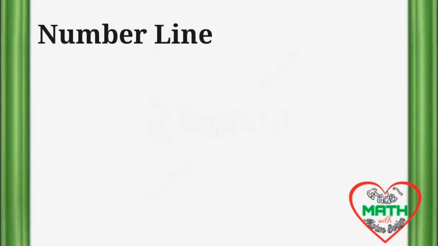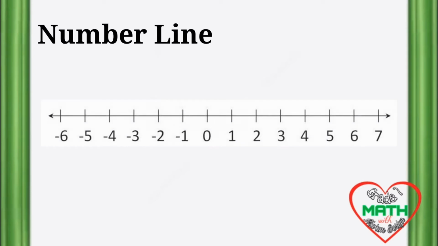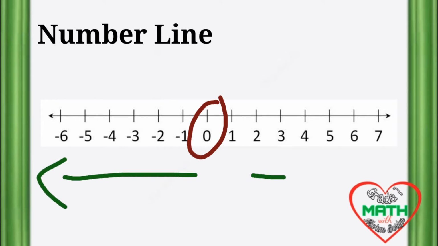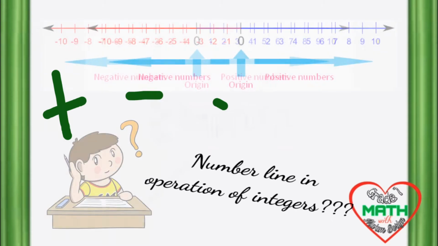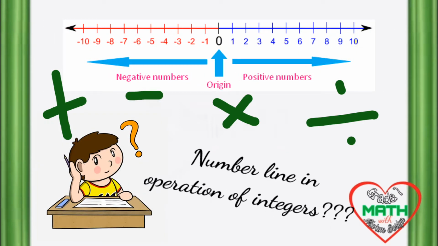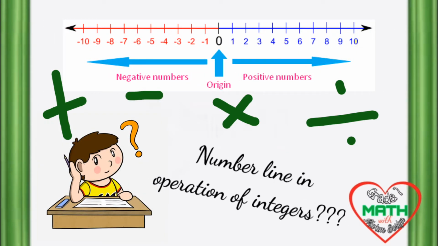One way to represent integers is through a number line. A number line is a straight line, 0 in the middle, negative integers on the left, and positive integers on the right. The arrow on both ends indicates that the line keeps on going in both directions. Do you know that we can also use the number line in operations of integers?